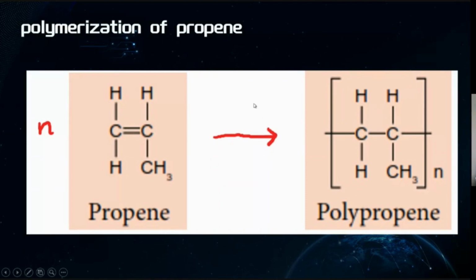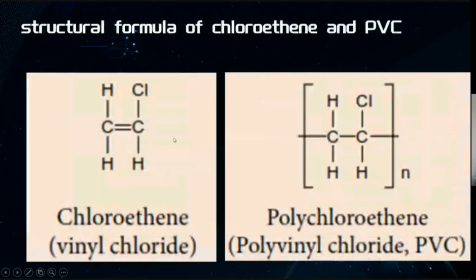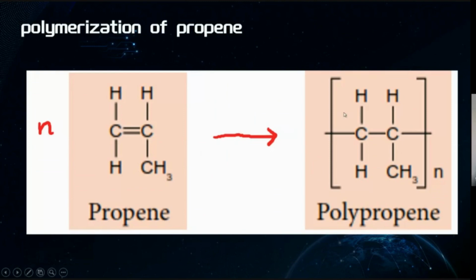Polymerization has two types: addition polymerization and condensation polymerization. All these are addition polymerization because all the monomers are the same. Simple one, same monomer. But condensation polymerization will involve two different types of monomer.